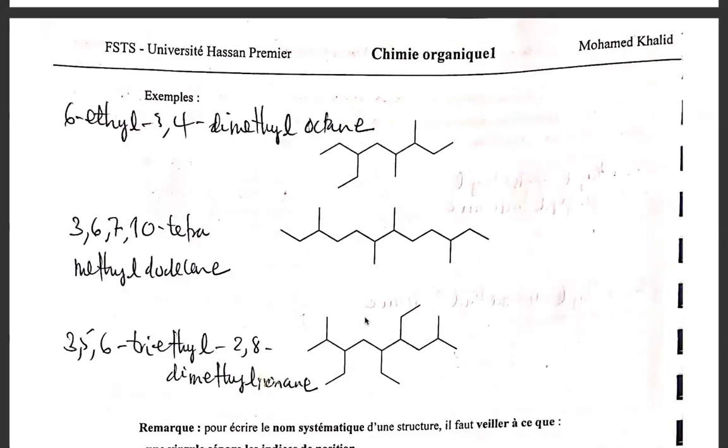Rule number 1 states we are supposed to look for the chain principal. So these are the examples. In this case, we look for rule number 1's chain principal.